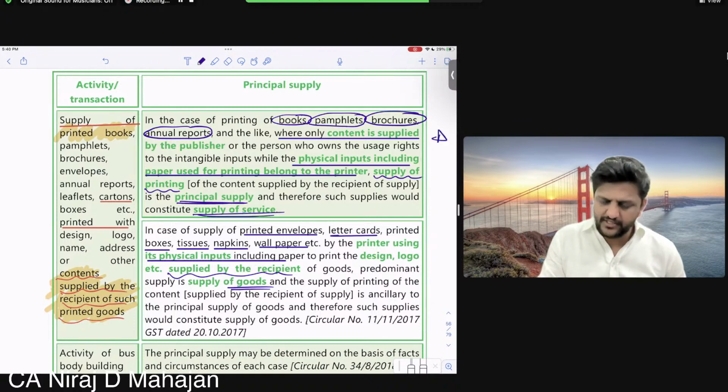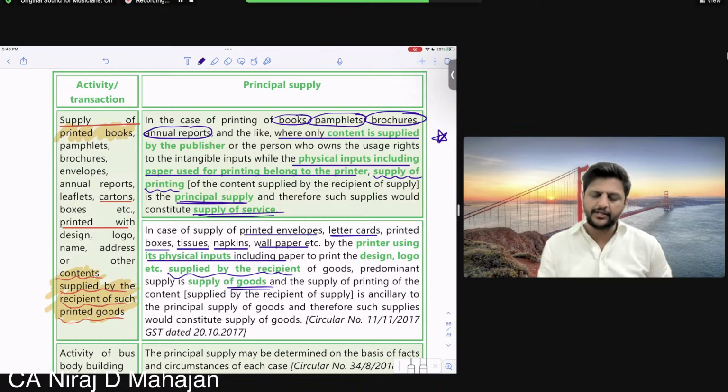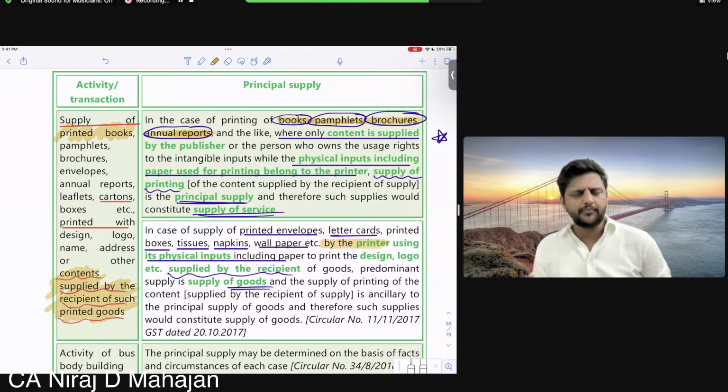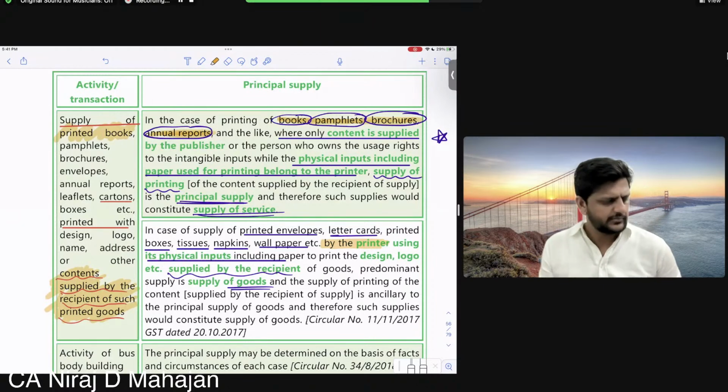In the first case, he is not giving the pages. In the first case, Mansi, by the printer using its physical inputs, including paper, look at the wording, by the printer. See, in the second case, what will happen, Mansi? Pages, we are not printing pages. We are printing pages only in the first case. These cases. Here, what are we printing? On the item. Right?